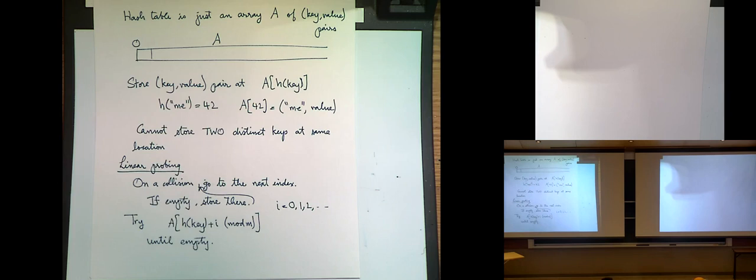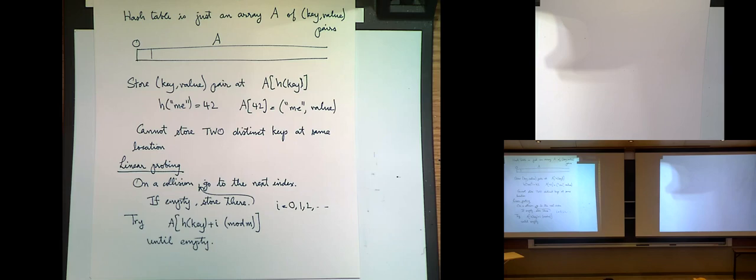Yes? Sorry? It is worse, but you don't have to store pointers. So I think the practical implementations of hash tables use open addressing. But then you have to make sure that your M is initially large enough that too many collisions don't happen.